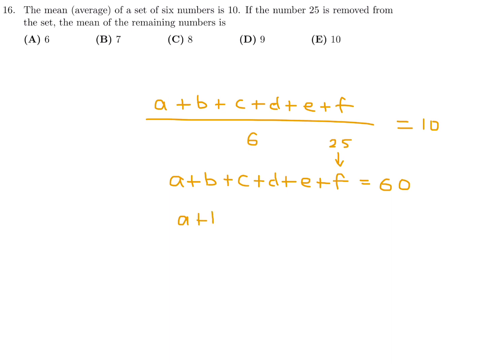So A plus B plus C plus D plus E is equal to 60 minus 25, which is 35. And then if I take the average of these guys, I have to do that by dividing by 5, since there's 5 remaining numbers. And that is equal to 7. So the remaining numbers have an average of 7. So number 16, the answer is B.